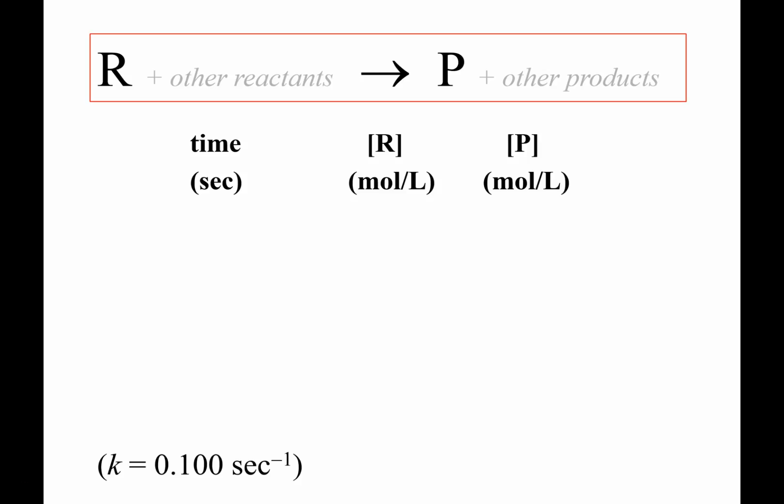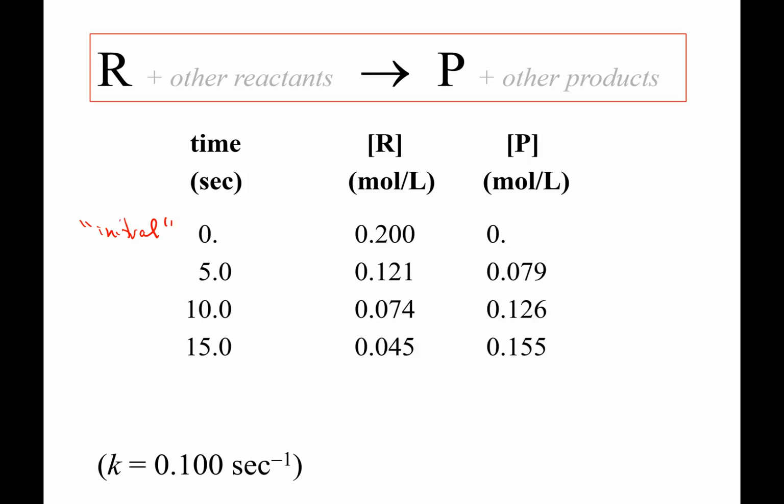So R is reactant, P is product. So what we should see is our reactants decreasing the molarity and our products increasing the molarity, right? Let's see if that's what the data looks like. So this would be what we call our initial. Does that make sense? Time 0. Initial molar concentration. We have all R and no P. After 5 seconds, notice our reactant has decreased, our product has increased. After 10 seconds, after 15 seconds, after 20 seconds.